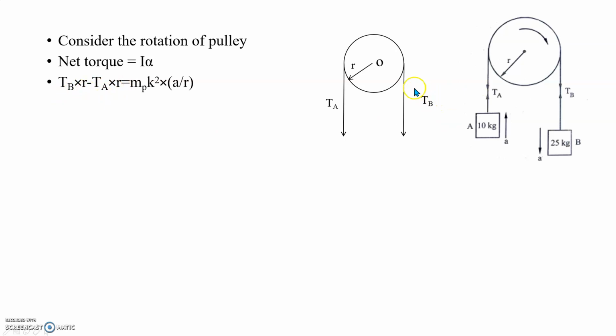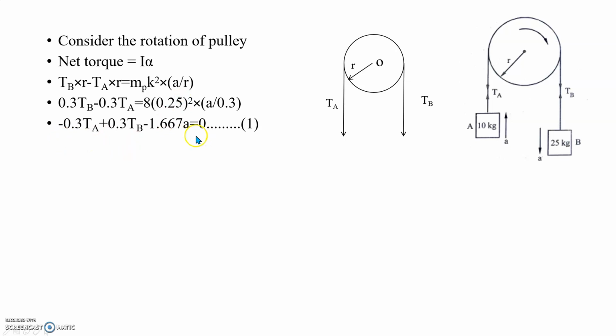This TB into R is positive since it forms a clockwise moment, and TA into R is negative since it forms an anti-clockwise moment, which is equal to I, which is mk square. K is radius of gyration. We are substituting angular acceleration in terms of linear acceleration as a by R, substituting the value and forming an equation in the form ax plus by plus cz equal to 0 in order to solve the problem by using a calculator.